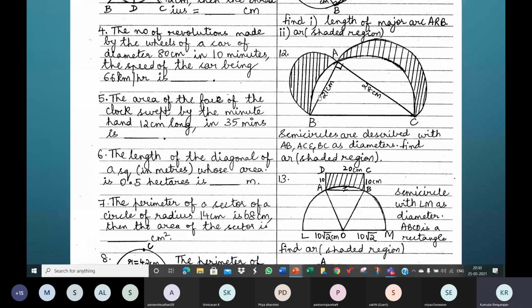Can anyone tell me the idea, meaning the way by which we can arrive at the area of the shaded region?